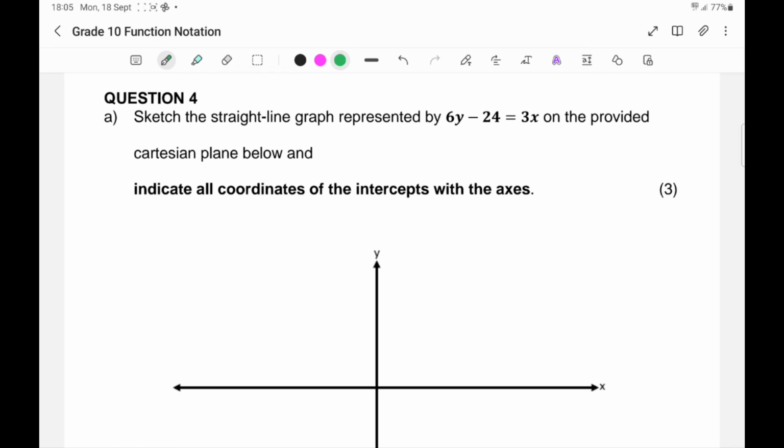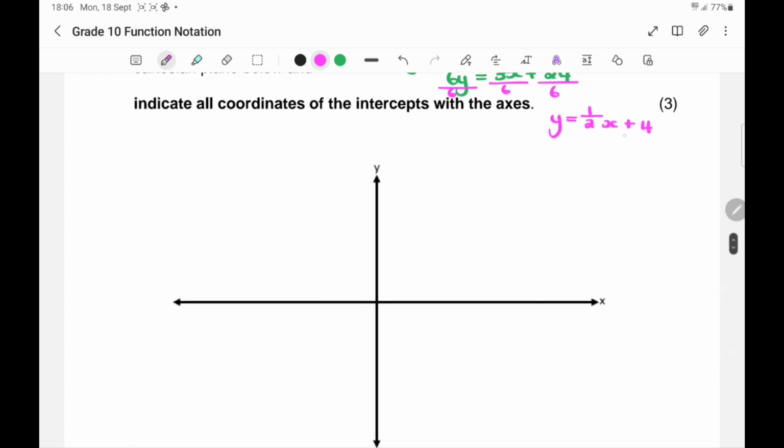Now we're getting to straight line graphs. So this straight line graph is represented by 6y minus 24 is equal to 3x. So please remember, we always want it in the cookie cutter mold of y is equal to mx plus c. So let's get the 6y alone. And then we don't want 6y, so we're going to divide with 6 all throughout. Please, with an equation, if you do something to the one, it must be done all throughout. So y is equal to a half x plus 4.